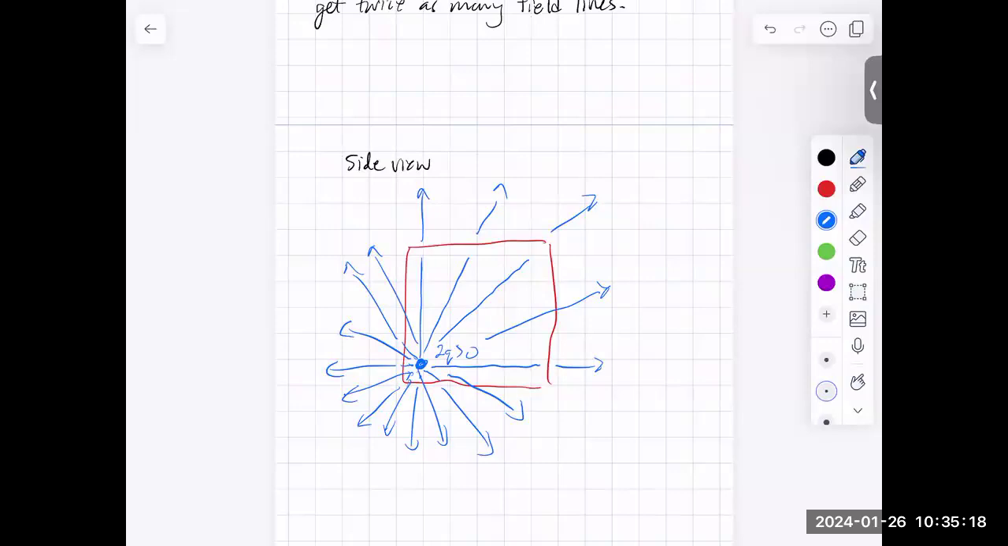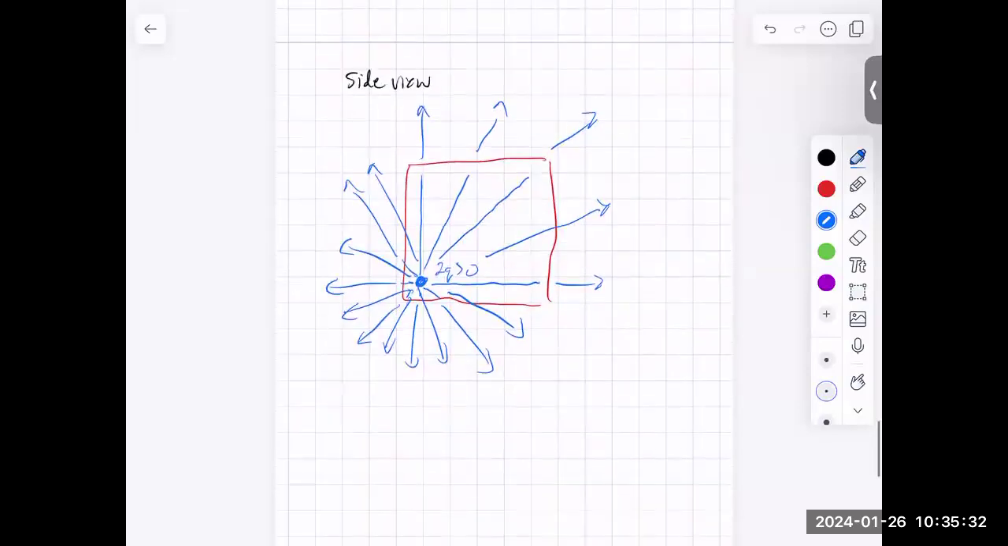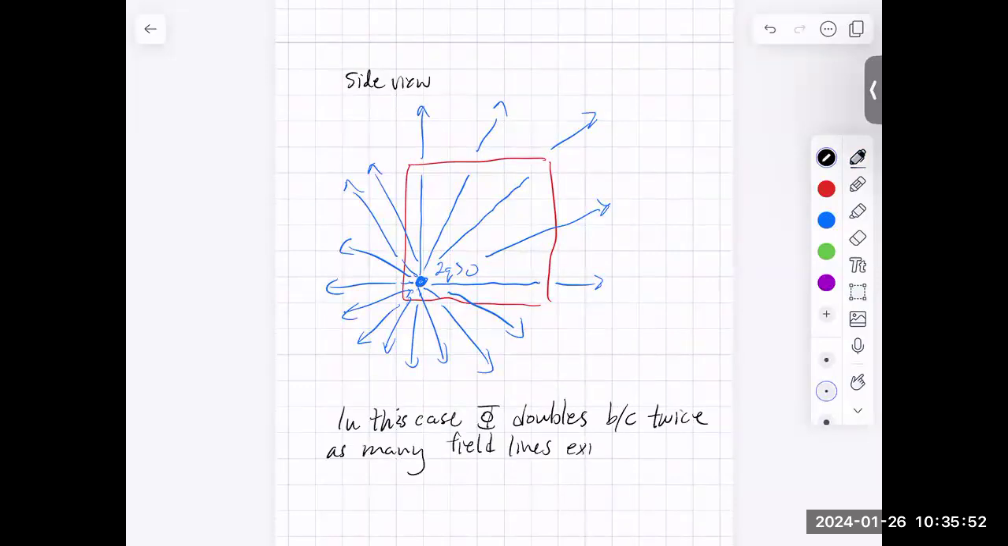And when I'm talking about flux, I'm talking about the net number of field lines entering or exiting our surface. Here, we have only electric field lines exiting our surface, and so we would double the flux. So in this case, phi doubles because there's twice as many field lines exiting our surface. Okay.